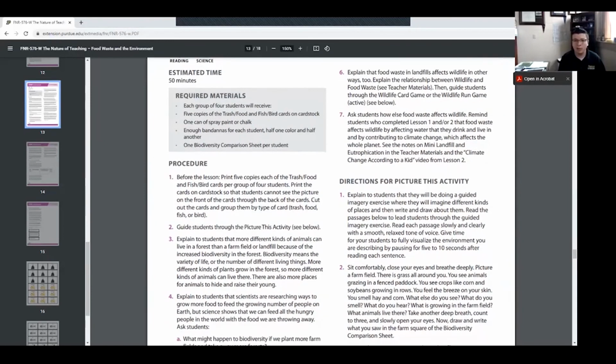And then really, getting to point 7 here in the lesson, ask students how else food waste affects wildlife. Remind them, if they did complete lessons 1 and 2, and we do advise that because that would help with the comprehension and the effectiveness of this lesson, going back to lessons 1 and 2, that food waste affects wildlife by affecting the water they drink and the water they live in, in some cases, by contributing to climate change, and that affects the whole planet.